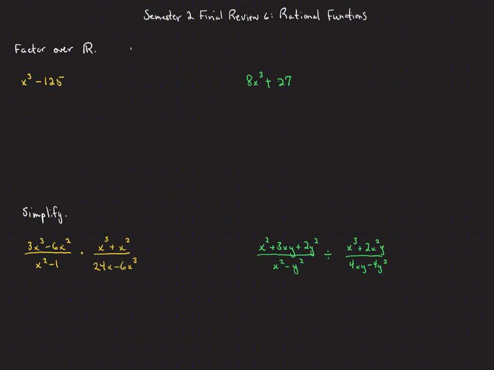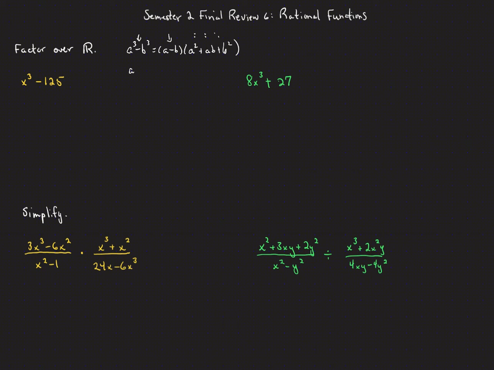So we need to know that our form for the difference of two cubes is a minus b times a squared plus ab plus b squared. Notice the binomial term has the same sign as our original, and the powers of a go down and the powers of b go up.